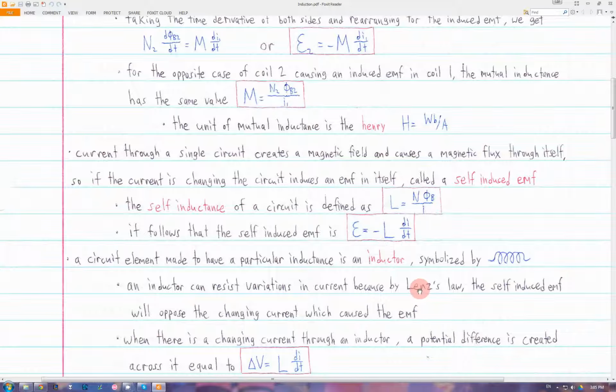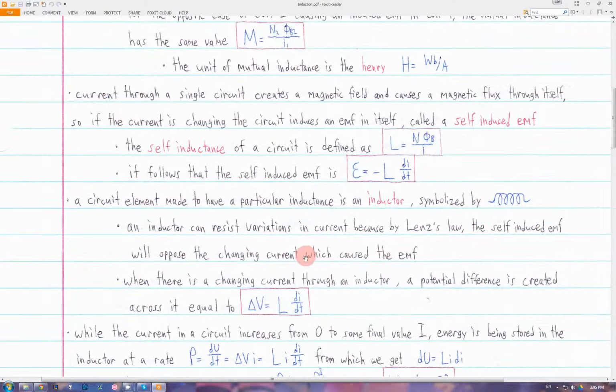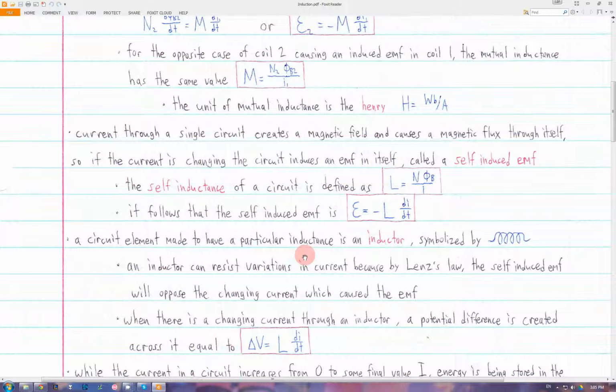So now let's see how this concept of inductance applies to a circuit. We're going to introduce a new type of circuit element called the inductor, which is symbolized by this little coil over here. And it's a coil because, as you can see, the self-inductance depends on the number of coils. So if we have a lot of coils, then this effect is going to be a lot more noticeable than if it was just a straight piece of wire. The whole point of an inductor in a circuit is that it can resist changes in current.